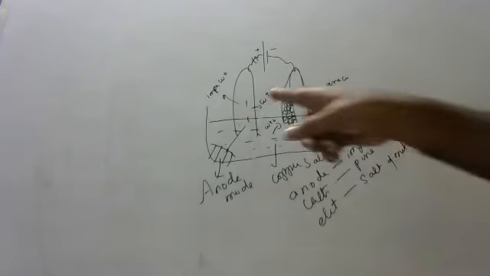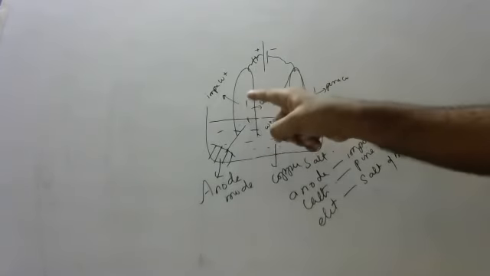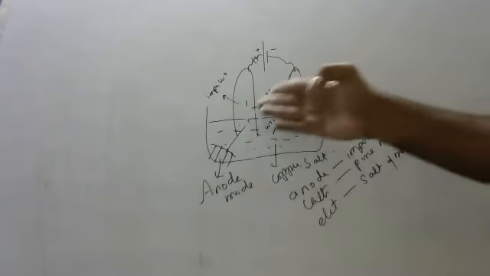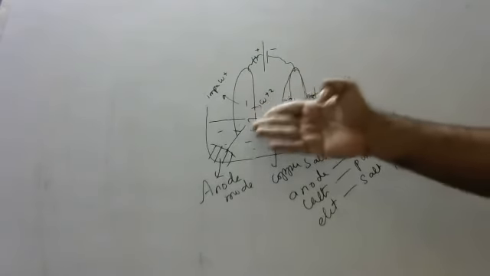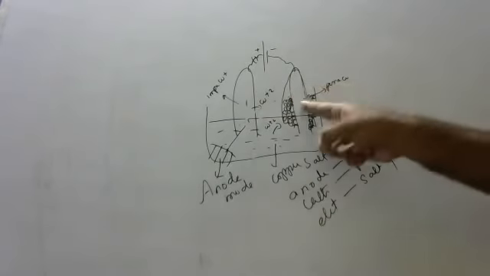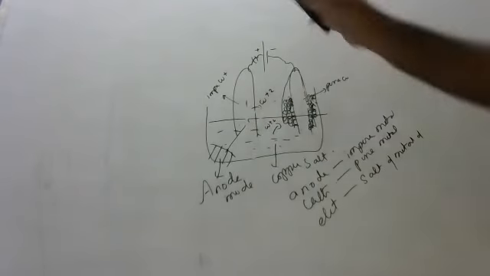Why am I taking the anode as the impure one? Because pure copper will come to the cathode. Why am I taking the cathode as the pure one? Because metal ions always go to the cathode only. That's why at the cathode I'm taking the pure one.